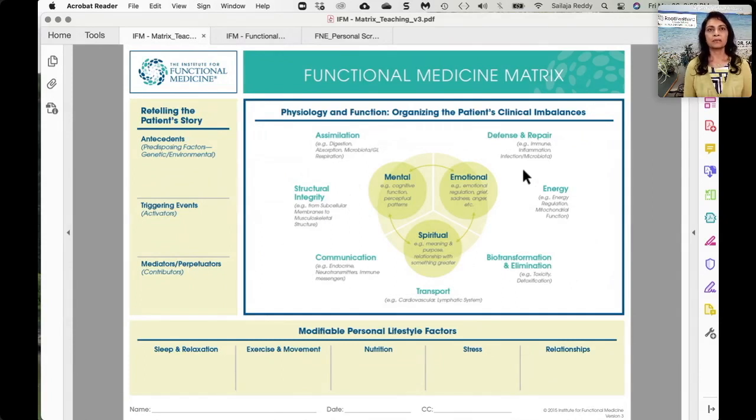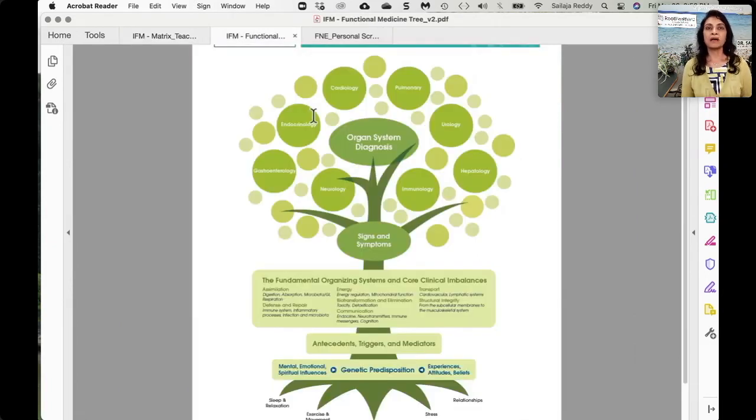So we look at the body from a systems perspective. All systems are interconnected. For example, if there is a problem with hormone balance, we know that it will affect the immune system or the gastrointestinal system. When we have conditions such as depression, it could come from many causes. Depression is not a Prozac deficiency, right? There are many root causes.